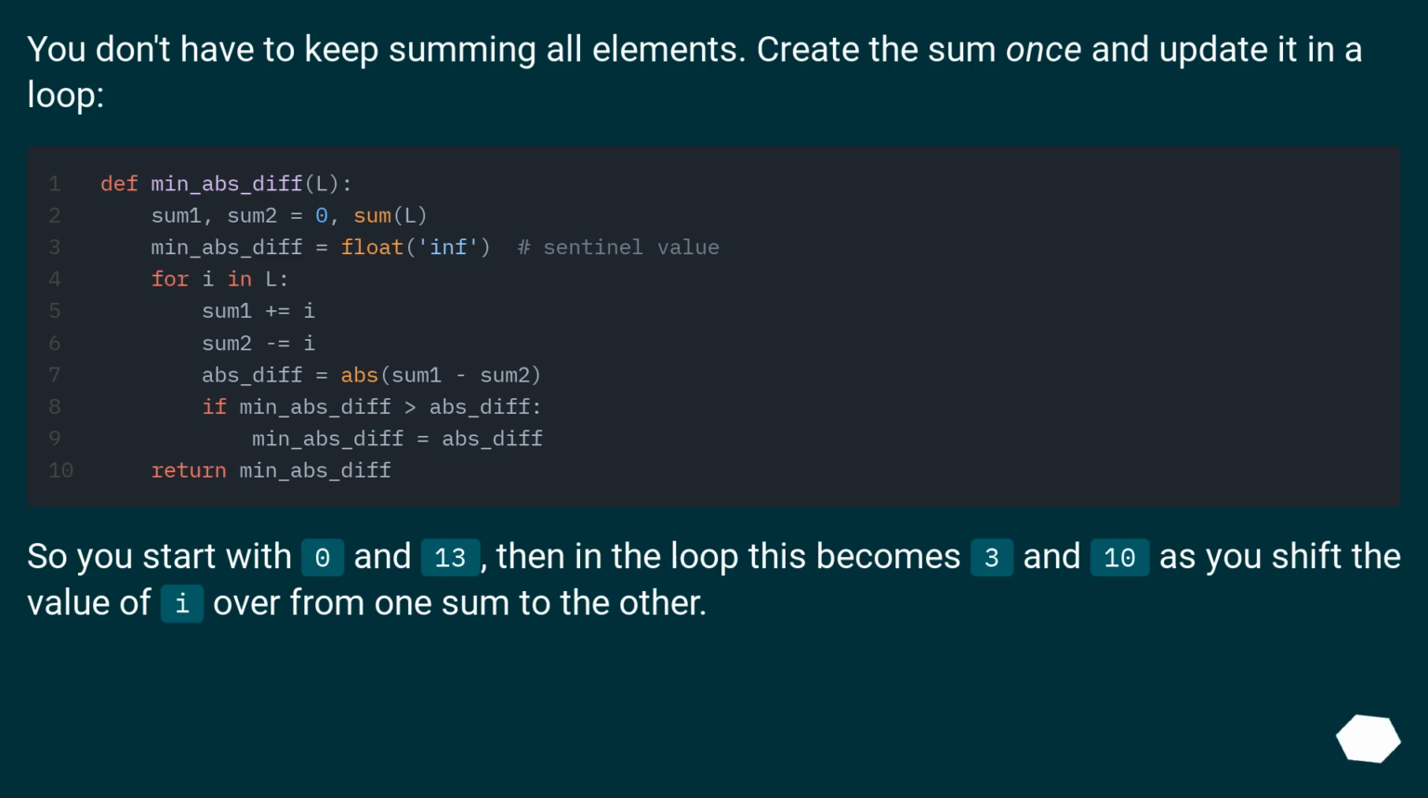You don't have to keep summing all elements. Create the sum once and update it in a loop. So you start with 0 and 13, then in the loop this becomes 3 and 10 as you shift the value of i over from one sum to the other.